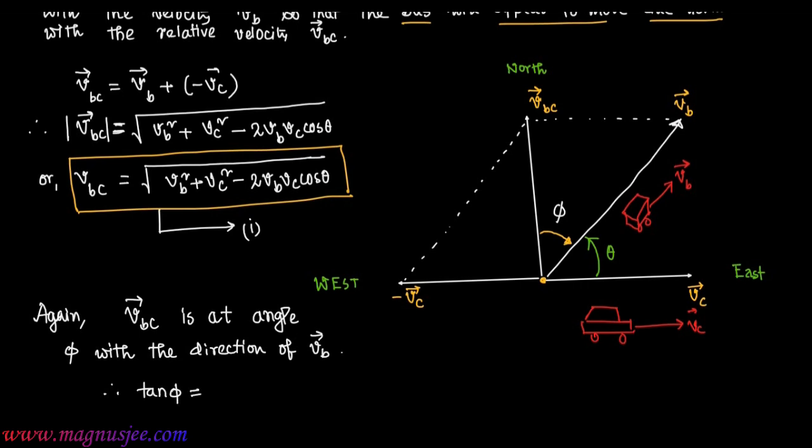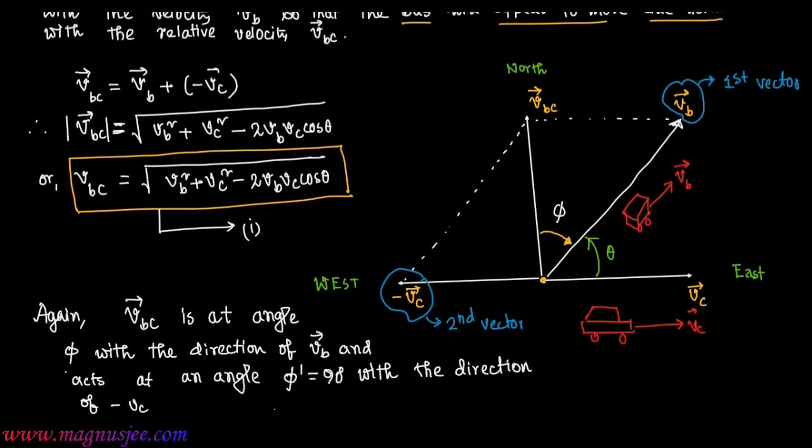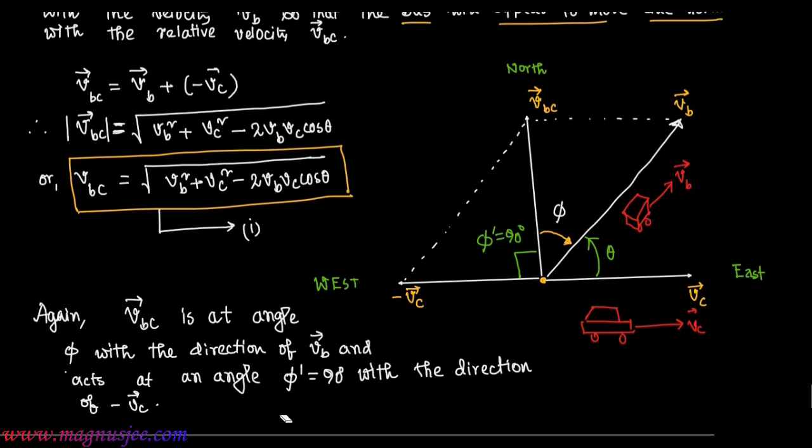That's why tan phi will be equal to, now phi is measured with respect to vector VB. That's why VB is the first vector, minus VC is the second vector. Vector VBC is at an angle phi with the direction of vector VB and acts at an angle of phi dash equal to 90 degree with the direction of minus vector VC.